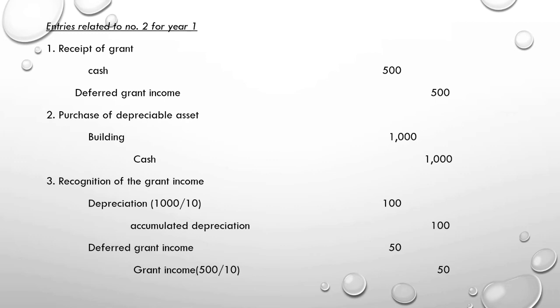Since this is a depreciable asset, we recognize income in proportion to the depreciation of the asset. So first we compute the depreciation that is recognized yearly. We divide the cost of 1,000 over its useful life of 10 years. So we debit depreciation for 100 and credit accumulated depreciation for the same amount. Then we recognize the grant income for the year by dividing the grant of 500 by 10, which is the useful life of the depreciable asset. So debit deferred grant income for 50 and credit grant income for 50.